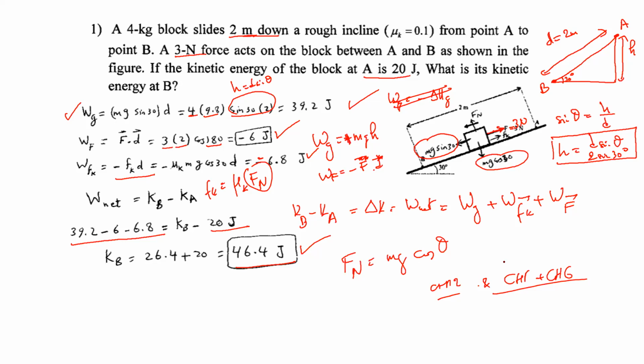How can I make it nasty? Add a horizontal force. Instead of the force being along the incline, I can put it up here. I give you the magnitude and I give you the angle. Or I can put it down here. And I ask you the same question.